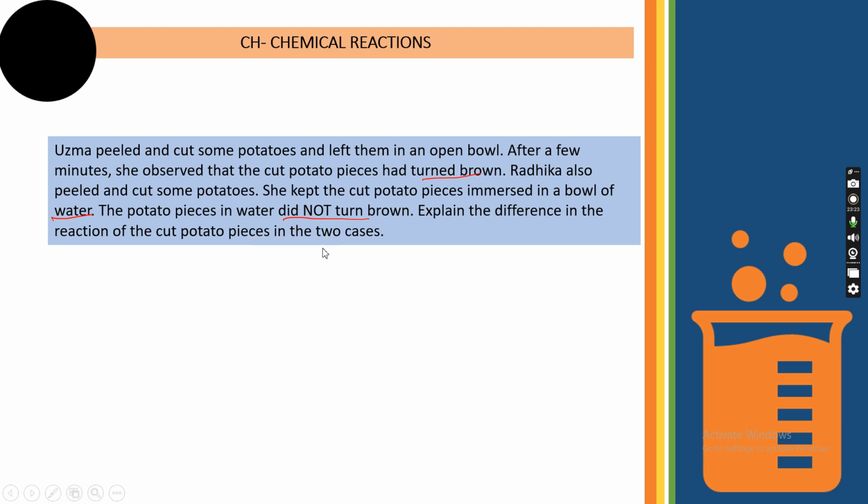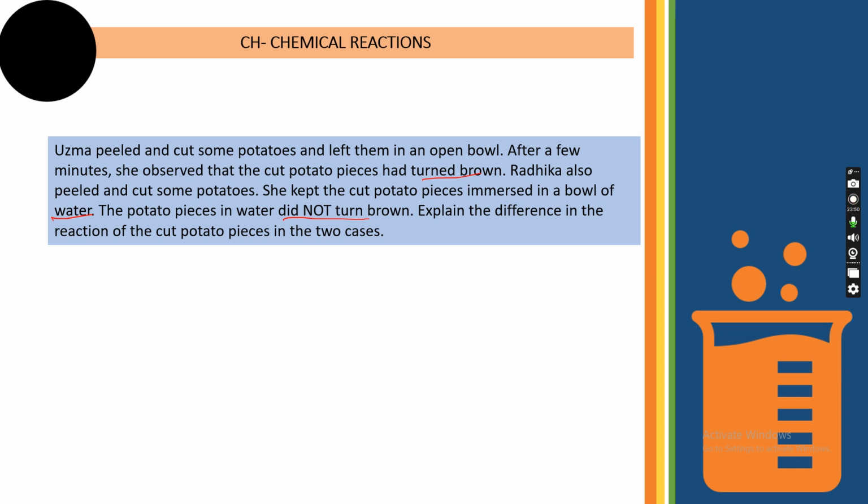Okay, so what did Uzma do? Both Uzma and Radhika cut potatoes. Then both of them kept them in a bowl, and what happened was Uzma didn't use water. What did Radhika do? She put the potato pieces in a bowl of water. Both kept them open. But what happened to Uzma's potato? Since she has not put it in the water, it has turned brown, whereas Radhika's potatoes were not brown.